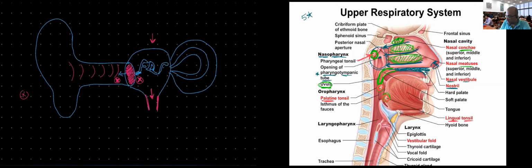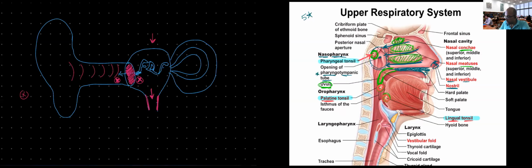One is going to be located in the nasopharynx. This is my pharyngeal tonsil. One is going to be located in the oropharynx on both sides. This is going to be the palatine tonsil. And one located in the tongue. This is going to be my lingual tonsil.